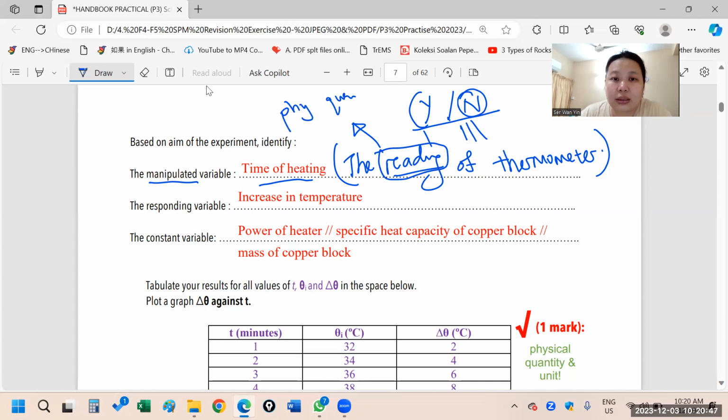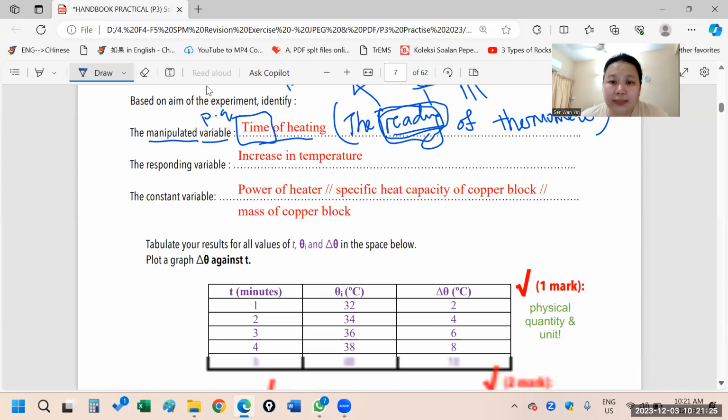For example, reading of a stopwatch is not a physical quantity. A physical quantity, for example, is time. Time we say t equals a number n in seconds or in minutes. But reading is not a physical quantity. So remember, don't use reading as MV, RV, or CV. Variable means physical quantity.